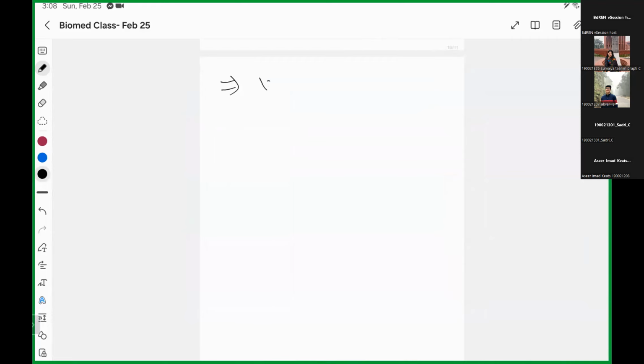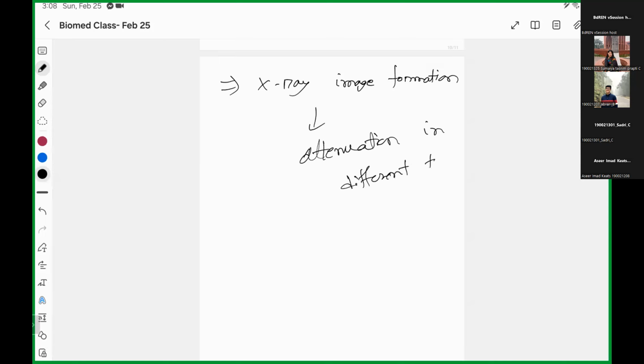Now the X-ray image formation. We need to understand how these X-ray images are actually formed to get a better idea. Now, you see, this idea comes from attenuation. In different tissues the attenuation is actually different. So we have the attenuation coefficient, or absorption coefficient.